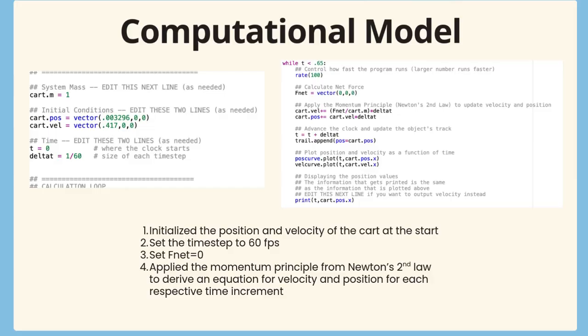The third thing I did was set the net force equal to the zero vector since there were no forces applied onto the object. The last thing I did was apply the momentum principle from Newton's second law to derive an equation for velocity and position. Basically this means I used the velocity update formula and the position update formula to calculate the correct positions and velocity for the computational model.